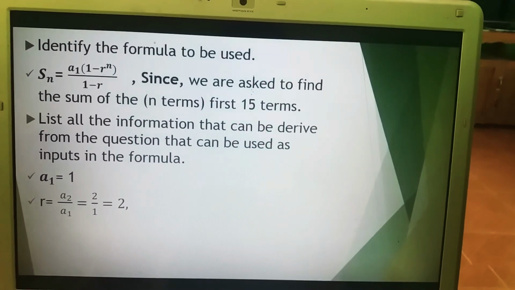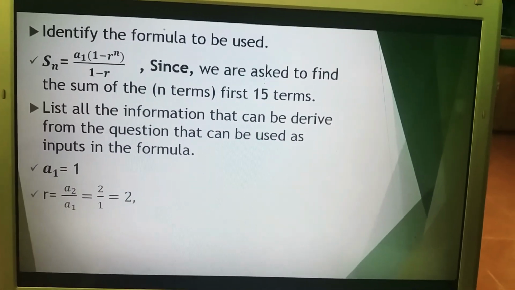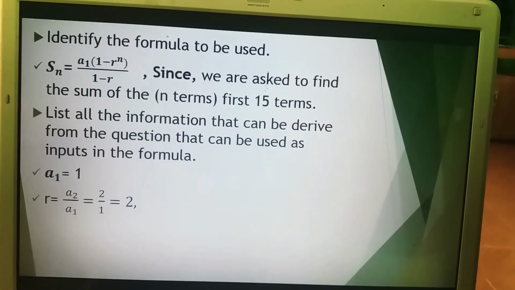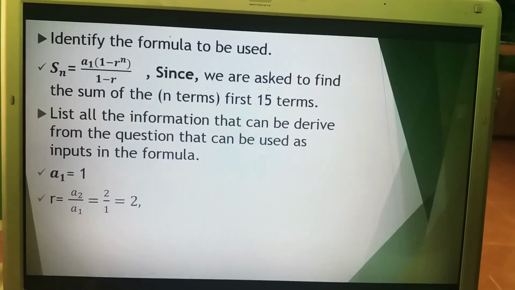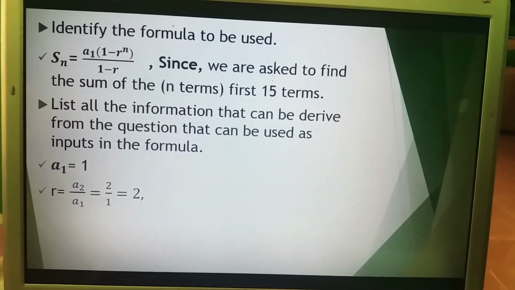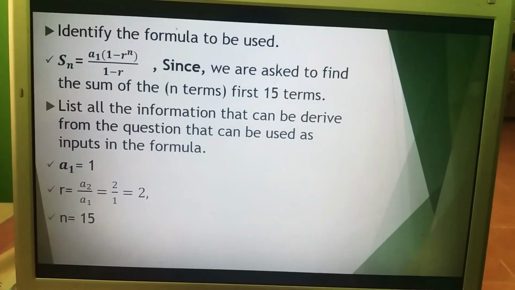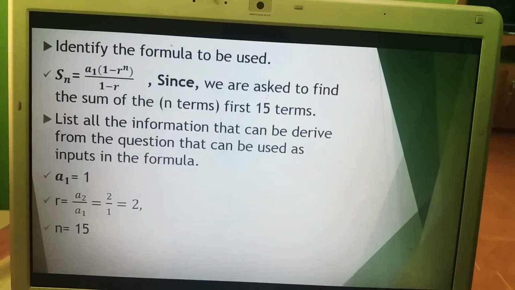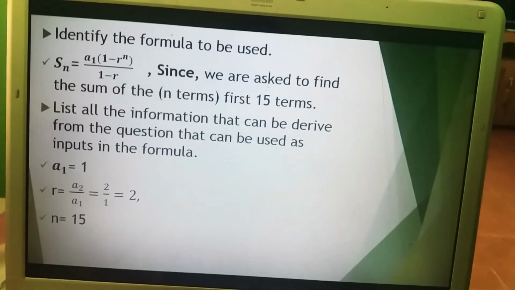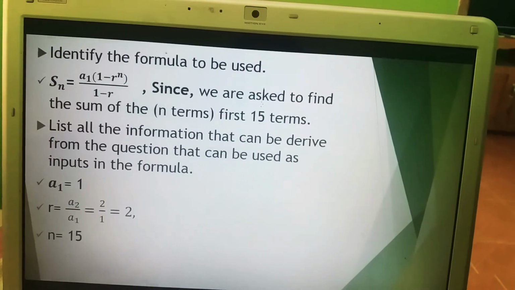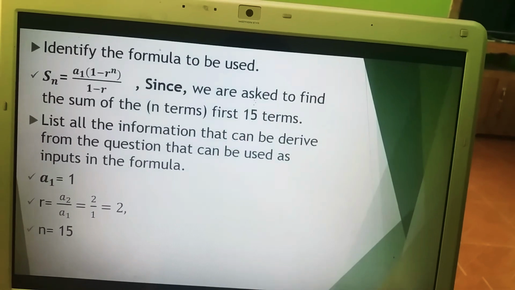Okay. How about your ratio? How are we going to solve for the ratio? We have your A sub 2, which is 2, and A sub 1, which is 1. Kasi di ba 1, 2, 4, and 8. So, the common ratio is equal to 2 and your n is equal to 15. Kapag given yung n, ibig sabihin ang gagamitin natin yung formula ng finite series. Pag hindi given ng n, gagamitin yung formula ng infinite series. Okay?